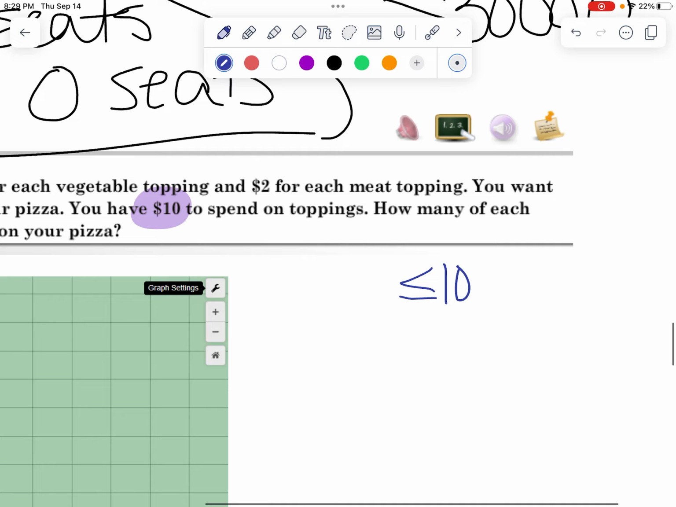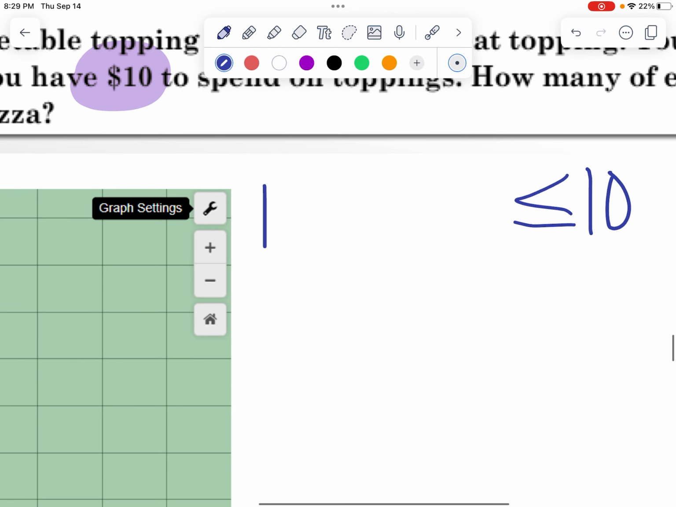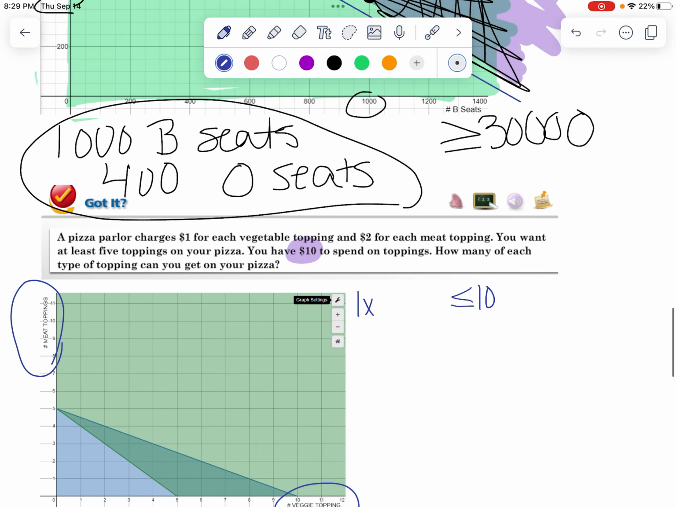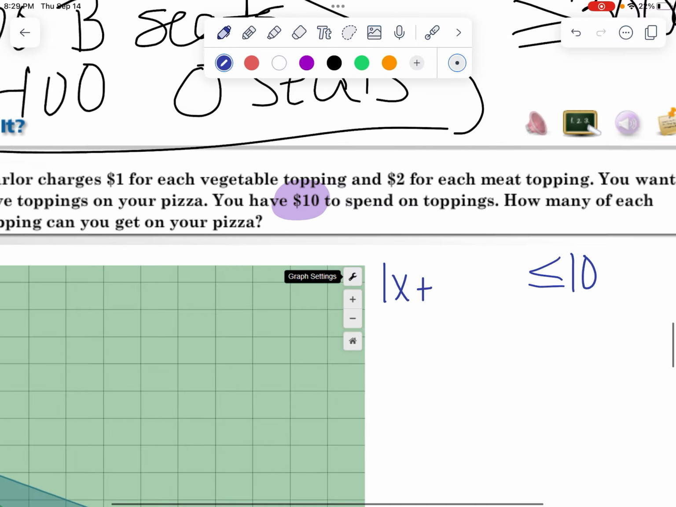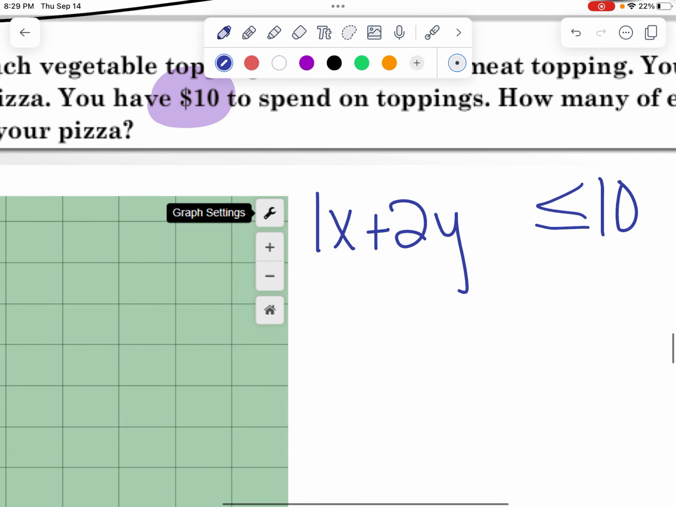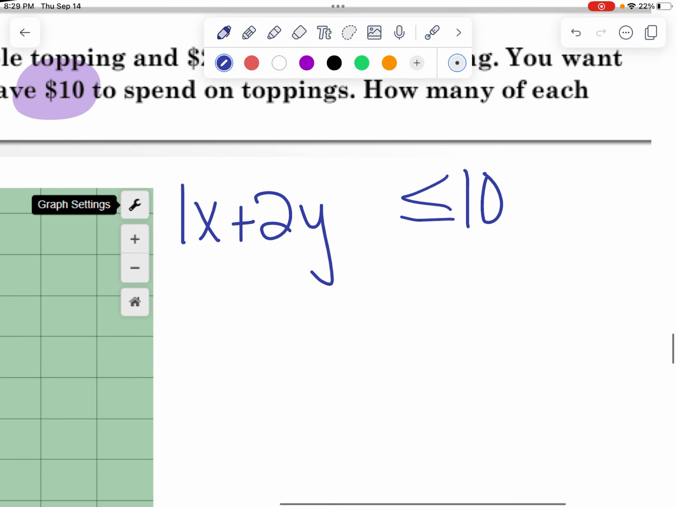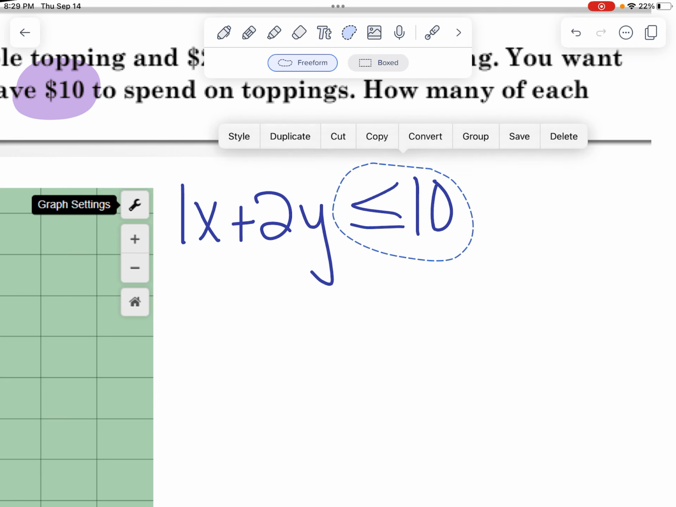Well, what is my money? My money is going to go $1 for every veggie type topping, and I'm going to have to spend $2 for every meat topping. So there you go. We have one stipulation. Everything here deals with money.